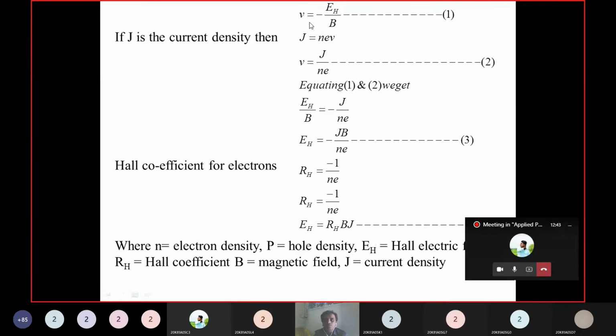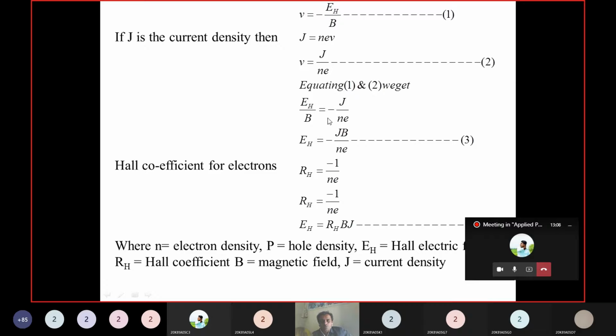Now coming to the current density formula, J is equal to n e into V. So from this equation, V is equal to J by ne. We can equate this above equation 1 and this equation 2. If we equate both, we get EH by B is equal to minus J by ne.